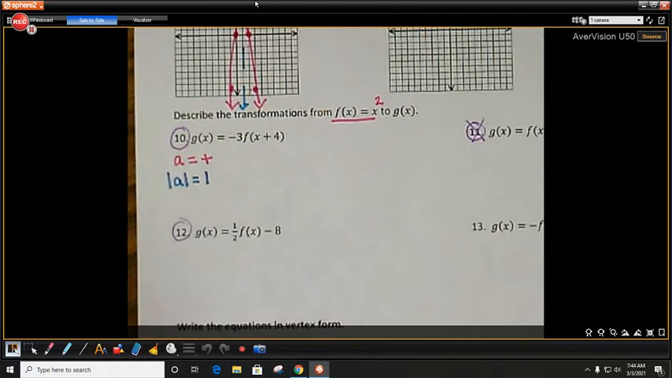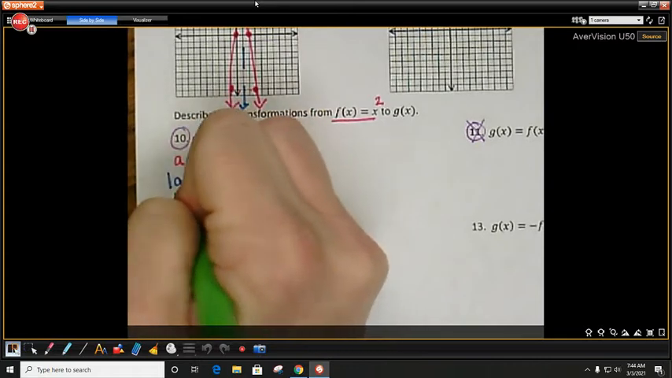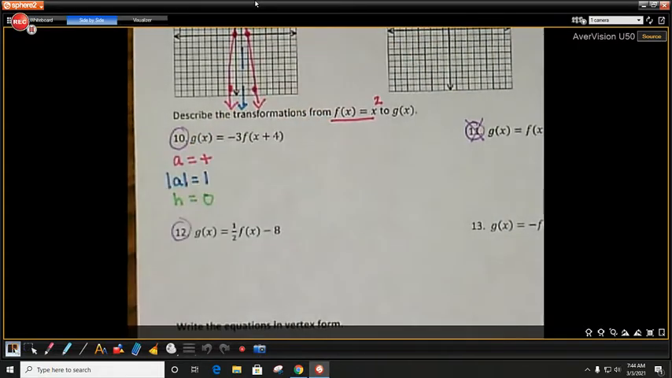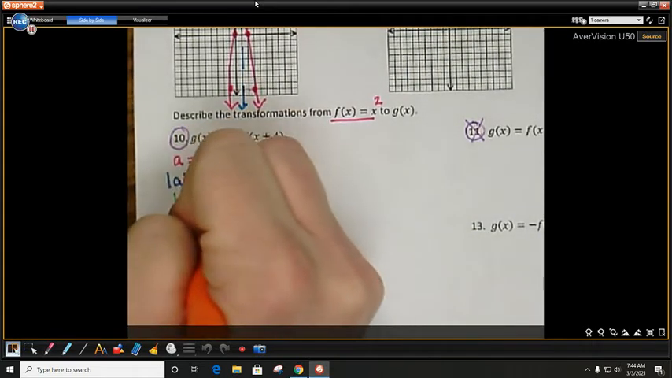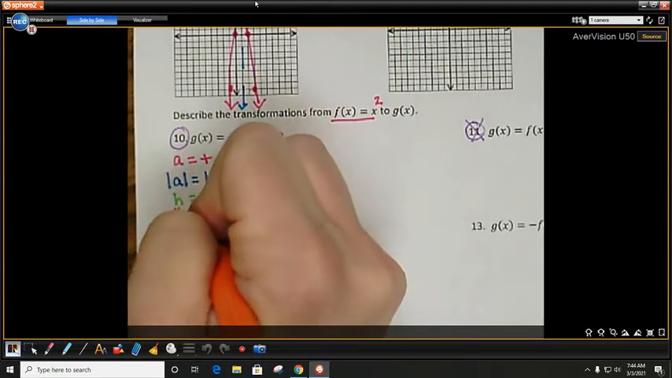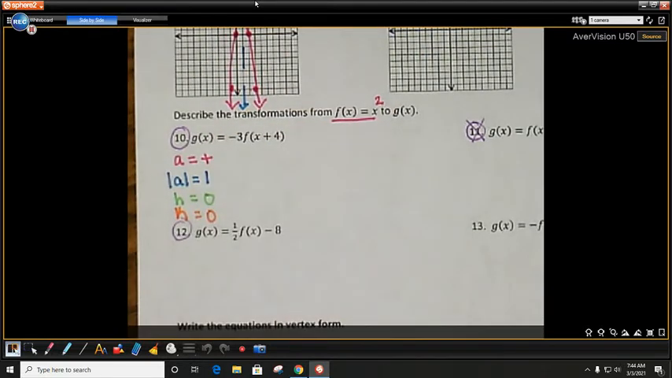Your h is the number inside the parentheses with x, but I don't even have parentheses here, so my h is 0. And then your k is your constant out to the side. And again, do I have a plus or minus number out to the side? I don't, so my k is 0.